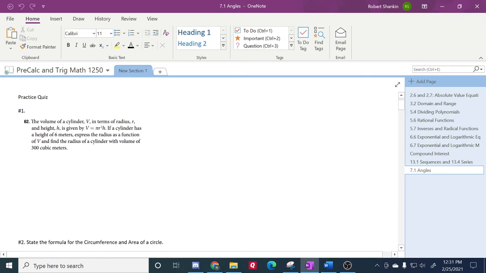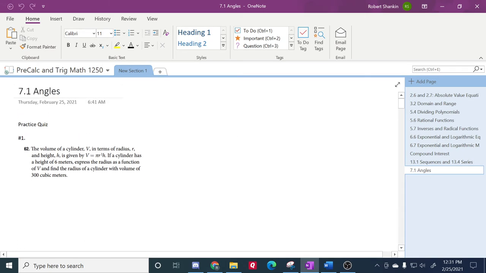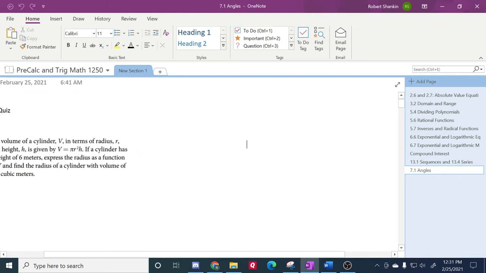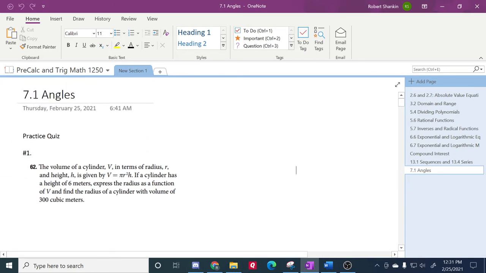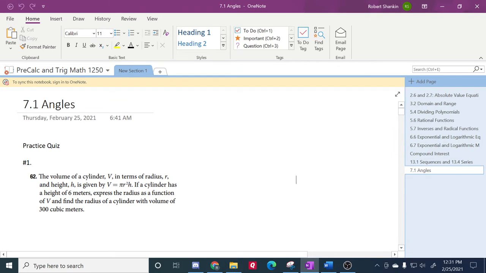Alright, now it's displaying. Alright, practice quiz problem number 1. This was a homework problem. Looked like some people needed some assistance with this, so it's now a practice quiz problem. The volume of a cylinder, V, in terms of radius r and height h, is given by this formula. The cylinder has a height of 6 meters. Express the radius as a function of volume. Find the radius of the cylinder with volume 300 cubic meters.